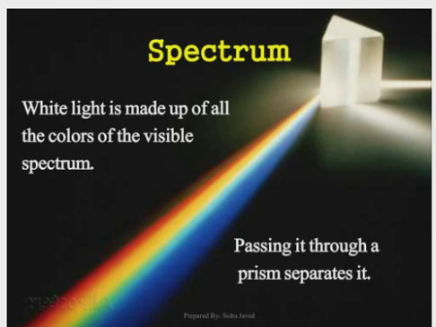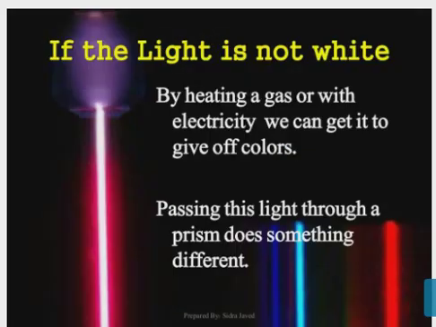Good morning, students. As I'm discussing the hydrogen spectrum, what is a spectrum? When white light is made up of all the colors, we can see the visible spectrum, basically when it passes through a prism. Before the hydrogen spectrum, we should know what happens if light is not white.